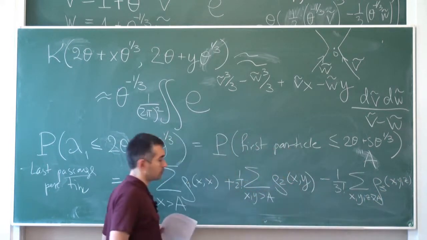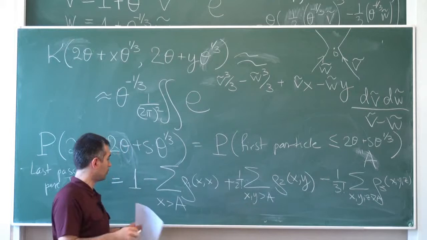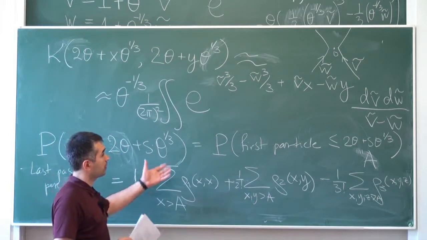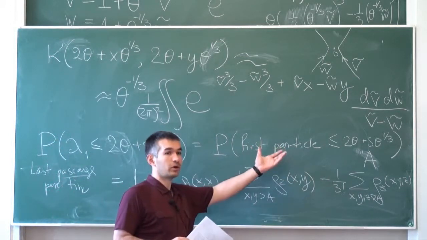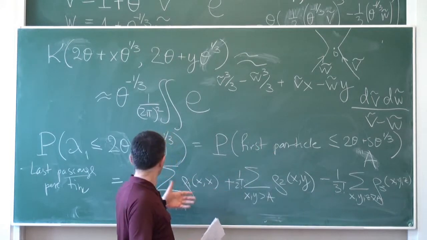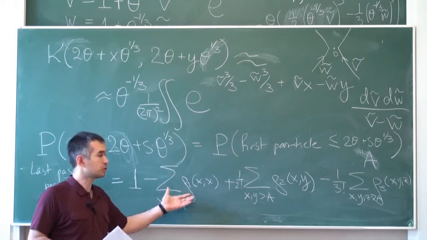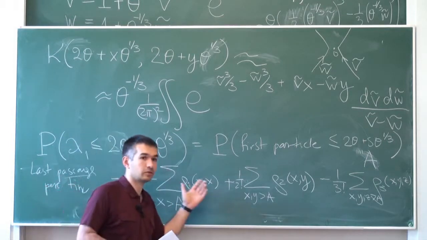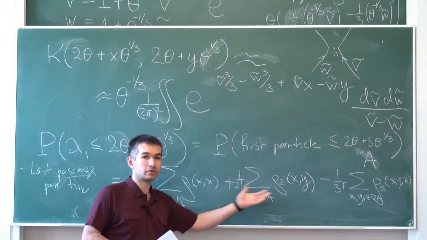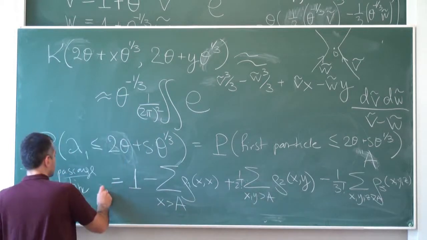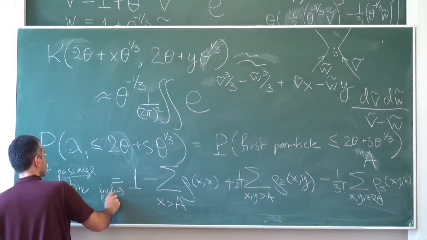This is a general statement that holds for any point process. If one wants to evaluate the probability that some region is free from particles, then you take 1 minus the count of all the particles that are in that region, then some particles are counted twice, you add that back, and so on. This is sort of a general formula. This is inclusion-exclusion.